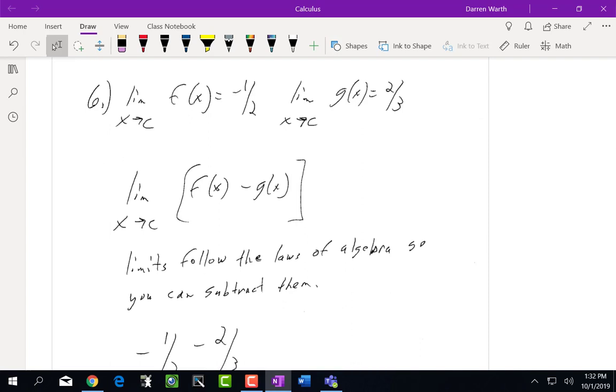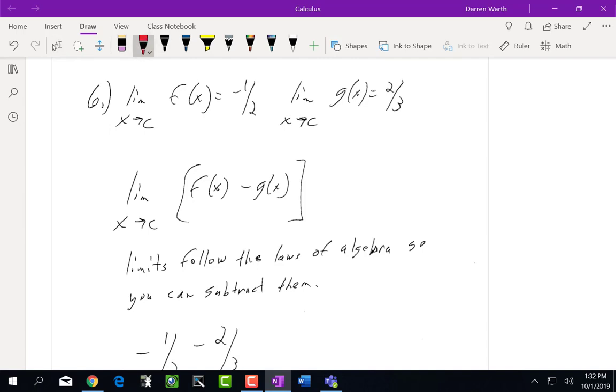Okay, number 6. It says I've got the limit as x approaches c of f of x equals -1/2, and the limit as x approaches c of g of x equals 2/3. So the limit as x approaches c of f of x minus g of x is what I'm looking for. I just need to remember the limits follow the laws of algebra, so I can just go ahead and subtract them.